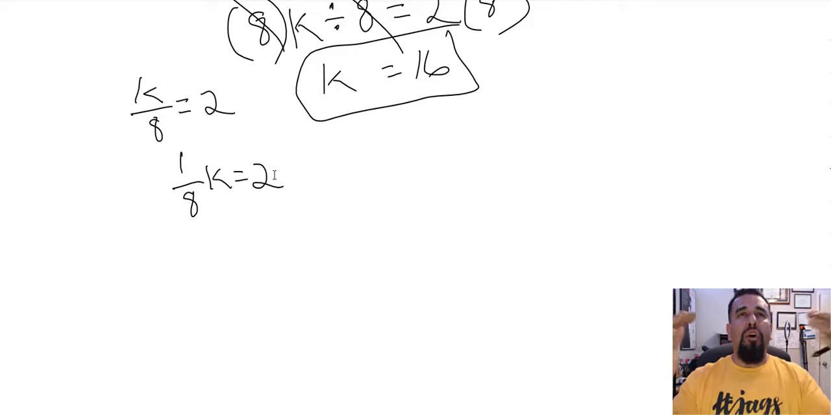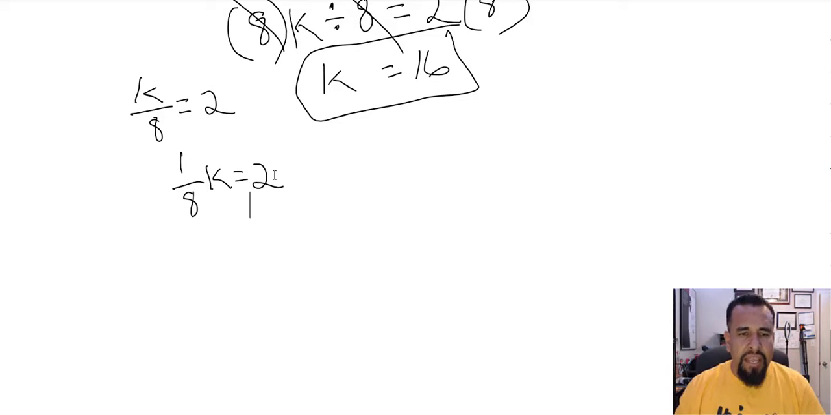It's like having 1 over 2, which is half, and saying that's the same thing as 5 over 10. They have the same exact value. They look different, but they have the same exact value. Okay, so this last one here is the most common one. That's how you'll see it, and this is how they solve it.